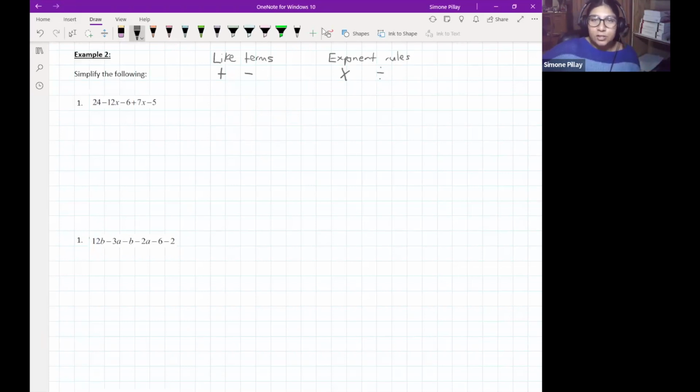We always have to differentiate. Am I doing addition or subtraction? If so, I'm going to do my like terms rules, and I'll go through these like terms rules with you just now. If I have multiplication or division, that is when I start doing my exponent rules. And only when you are applying exponent rules will your exponents start changing.